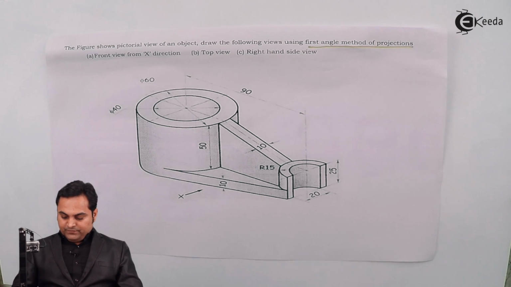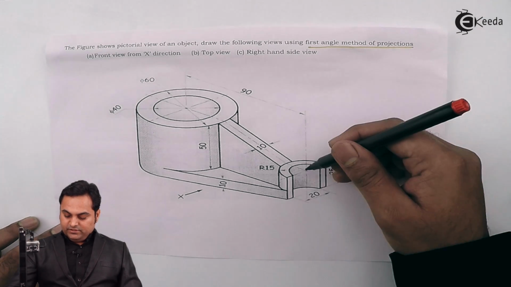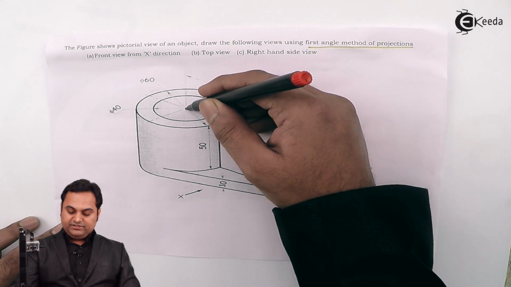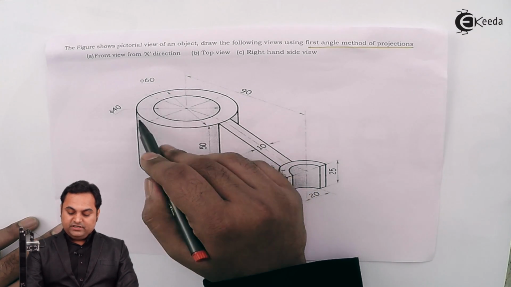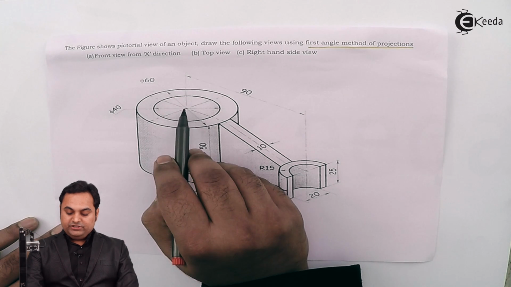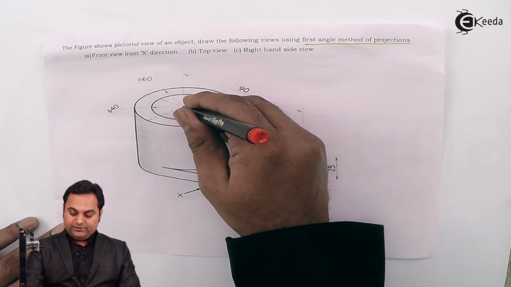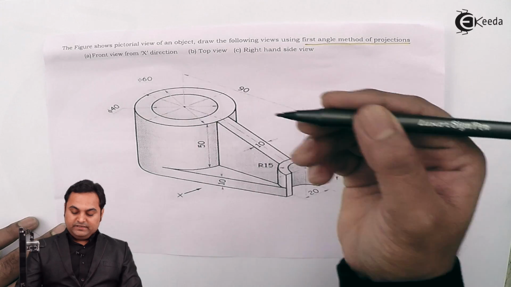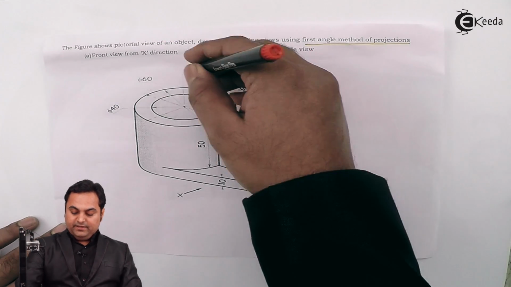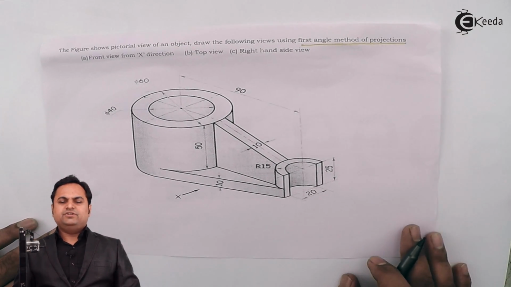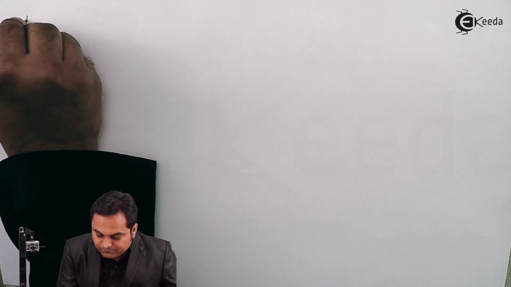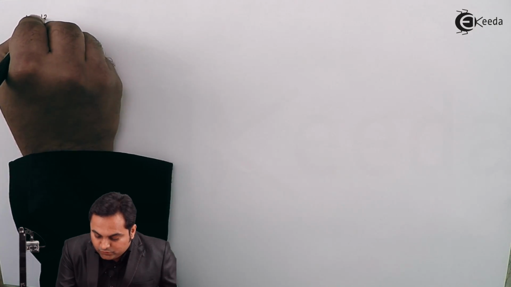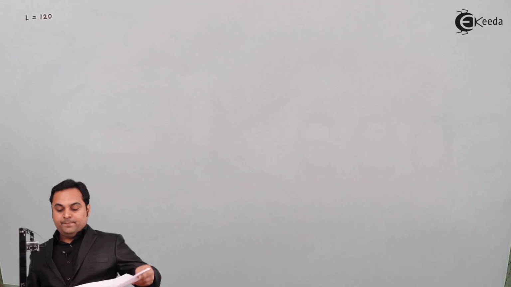At first, if we check here, the length is given from this center up to the center here, that is 90, and then this outer circle has a diameter of 60, so its radius, from this point up till here, is 30. So 90 plus 30, it means the total length is 120. I'll write it down. Length is equal to 120 mm.